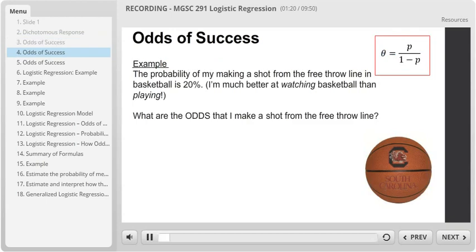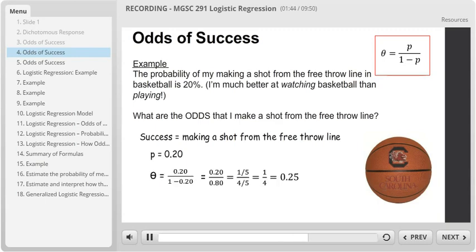Suppose the probability of my making a shot from the free throw line in basketball is 20%. I'm much better at watching basketball than playing it. What are the odds that I make a shot from the free throw line? We first identify a success as making a shot from the free throw line. P, the probability of success, is 0.20 or 20%. Plugging into the formula for odds, I calculate a value of 0.25. So my odds of making the shot are 0.25 or 1 to 4.